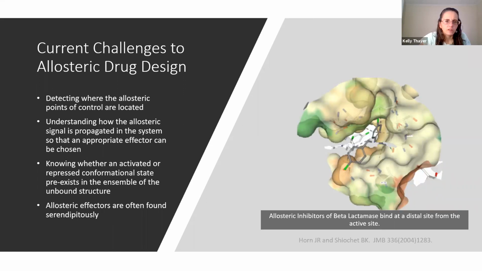Some of the current challenges to allosteric drug design are detecting where the allosteric points of control are located. So we don't necessarily already know where the protein will be allosteric. We need to understand how the allosteric signal is propagated in the system so that an appropriate effector can be chosen. We want to know whether an activated or repressed conformational state is pre-existing in the ensemble of the unbound structures. So proteins are moving all of the time, and so we want to ask the question, is the shape that is ready to bind present in that ensemble, that various mix of structures, or not? And allosteric effectors are often found serendipitously.